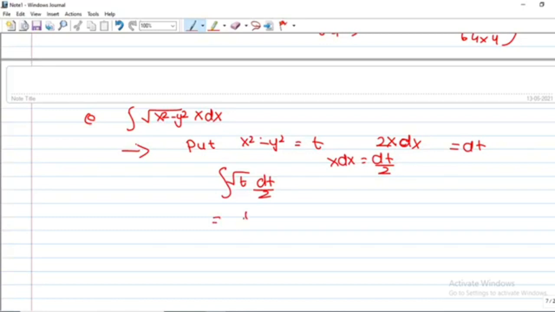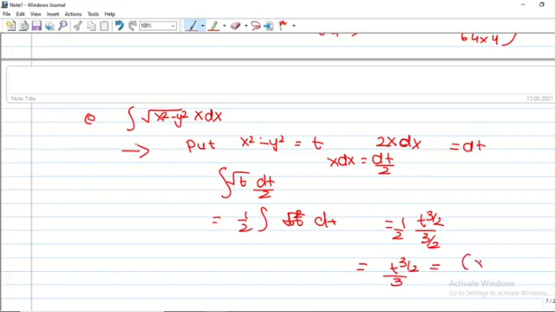2 will move outside, and you have to integrate t under root t dt, which will give you the straightforward answer t power 3 by 2 upon 3 by 2. 2 will cancel out, and your answer will be t power 3 by 2 by 3. And if you resubstitute the t value, which is x square minus y square, the whole power 3 by 2, the whole by 3. So this is your answer. Hope we have revised integration.